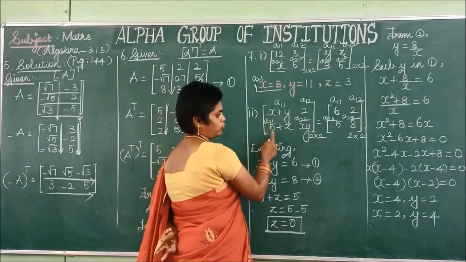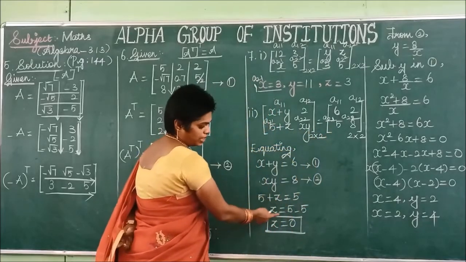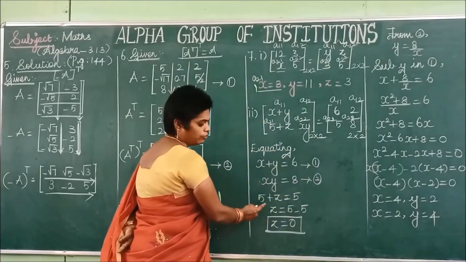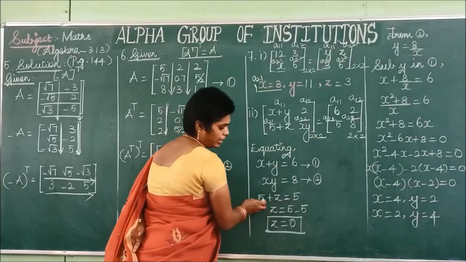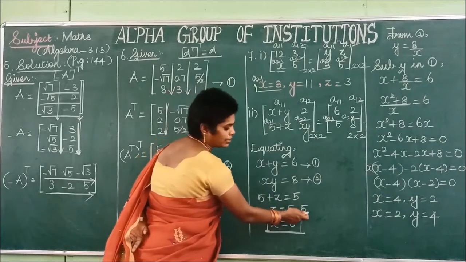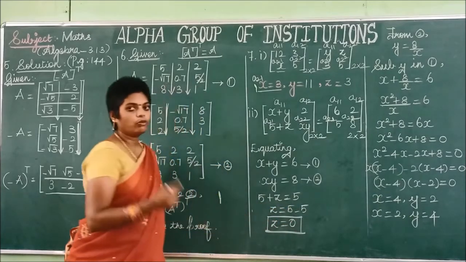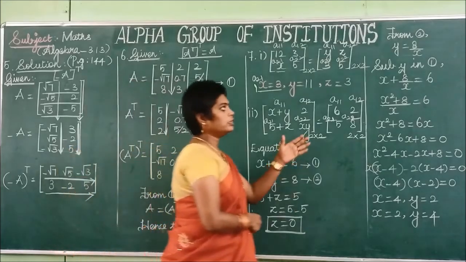At last, A21: 5 plus z is equal to 5. From this we can find the z value. You take this positive 5 to that side, which means it becomes negative. 5 minus 5 is 0. Our z value is 0. So now we have found one value. Then listen to the next.